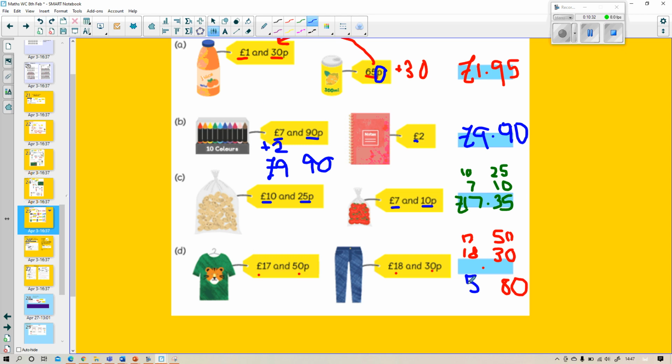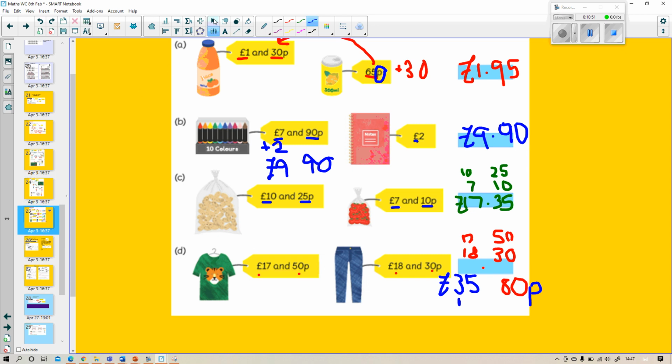Get rid of my line. 5 fits in this column, but I've got to have my 10 being renamed because it won't fit. And then I've got 3 10s to add together. So I know I'm going to have £35 and 80 pence.